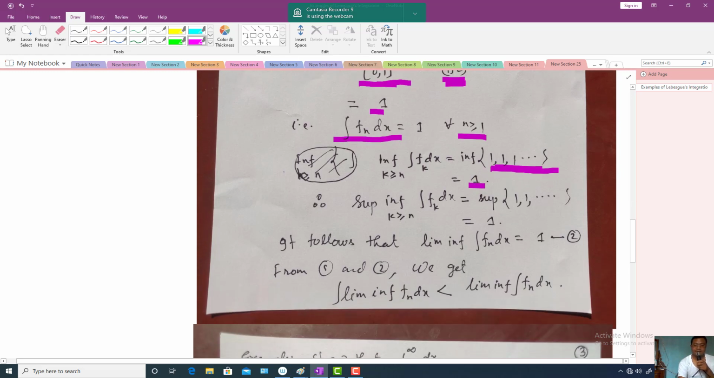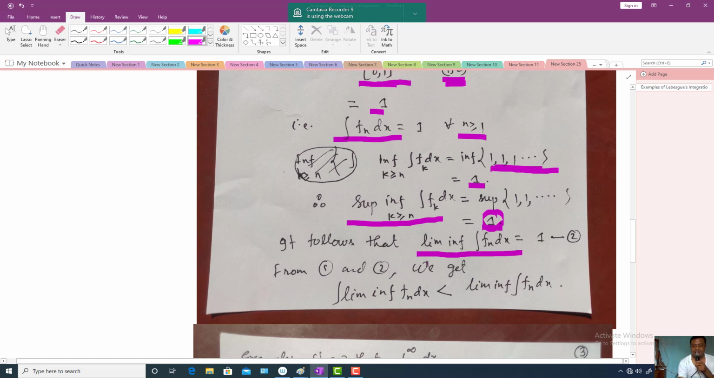Alright, then you take the supremum. You take the supremum of the infimum over k greater than or equal to n. It is also 1. You are taking the supremum of 1 1 1 like this, so it is also equal to 1. Then it follows that the limit infimum of the integral of fn dx is equal to 1.